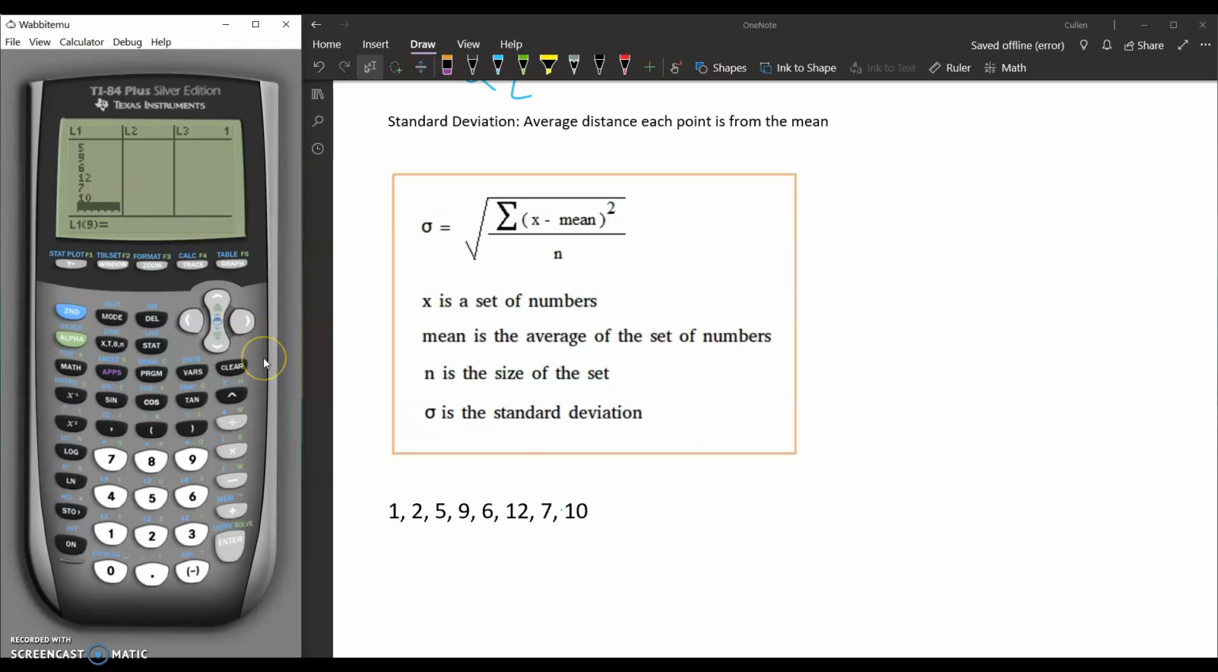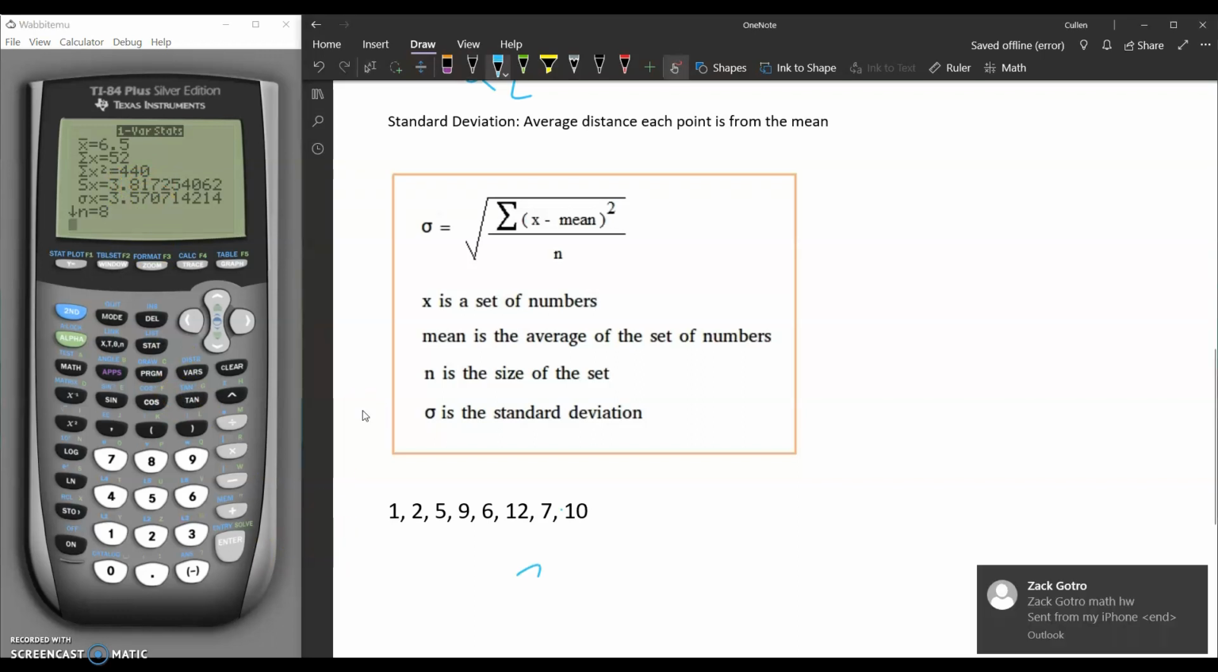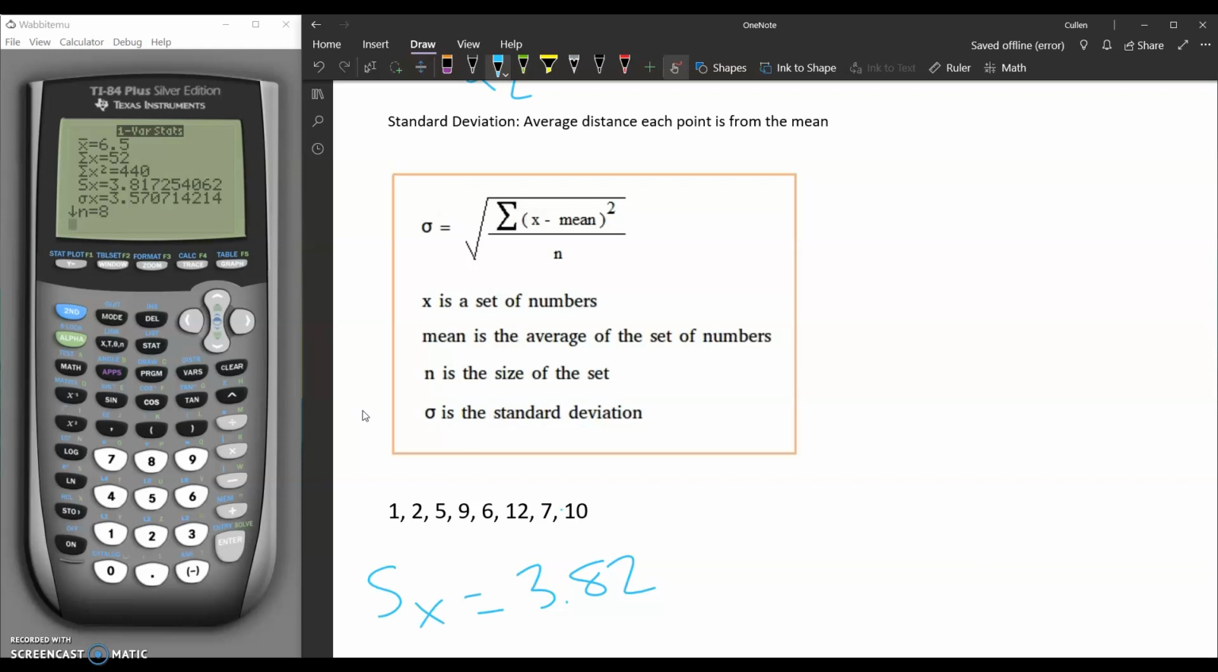Okay, and then what we're going to do is go to Stat, go over to Calculate, and do one var stats, just like we did for the example above to find the Q1 and the Q3. Go down to Calculate, and we're going to look down here at this capital SX number, this 3.82, I'll round it off to. That's your standard deviation. So on the calculator it's capital SX, and it'll do all of the work for you.